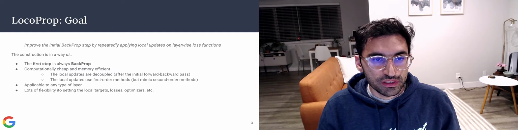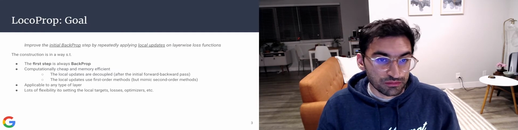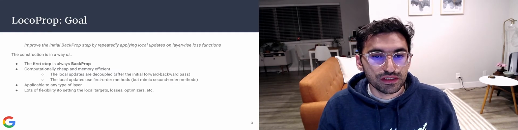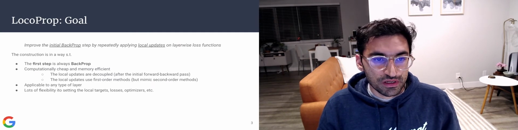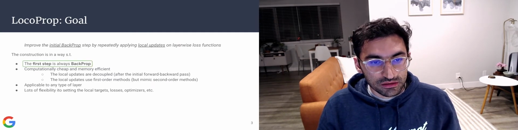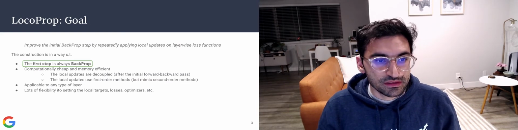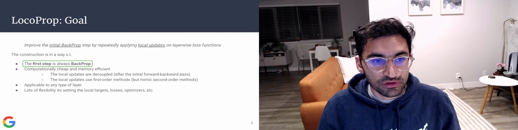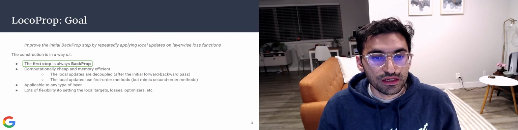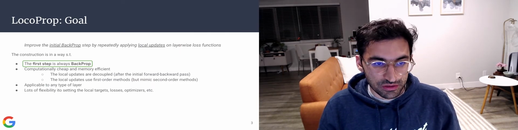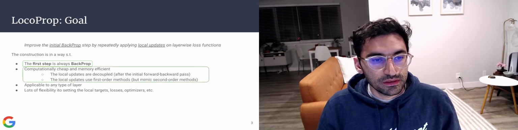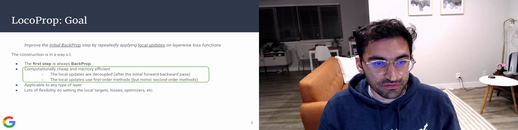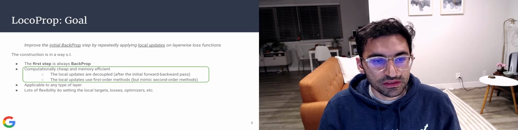Our main goal is to improve the BackProp step, which is gradient descent, by repeatedly applying local updates on layer-wise loss functions. Our construction is in a way that the first step always corresponds to BackProp. Therefore, taking further steps can be viewed as improving the initial BackProp step. Our construction is also computationally cheap and memory efficient compared to second-order optimizers.